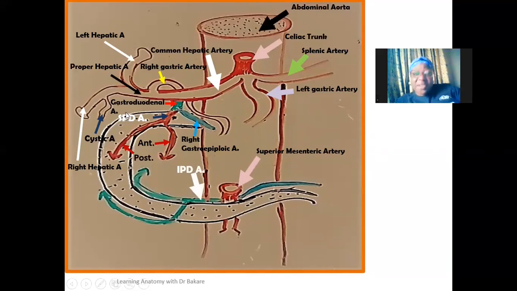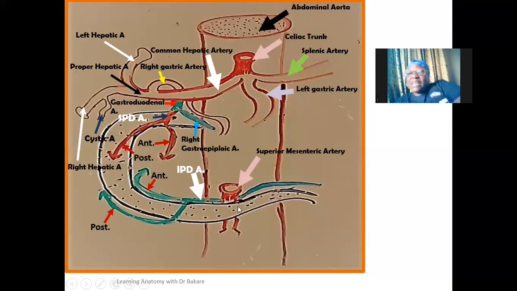Remember, we have a superior pancreaticoduodenal artery here, which emerges from the gastroduodenal artery. So the inferior pancreaticoduodenal artery will then further divide into anterior and posterior divisions. So we have the anterior branch, then we have the posterior branch of the inferior pancreaticoduodenal artery. These anterior and posterior divisions will also supply the second and the third region of the duodenum, and that is how they part to supply these two regions.